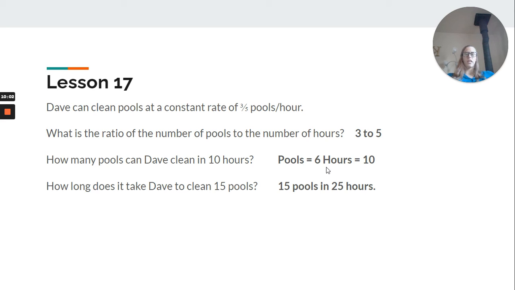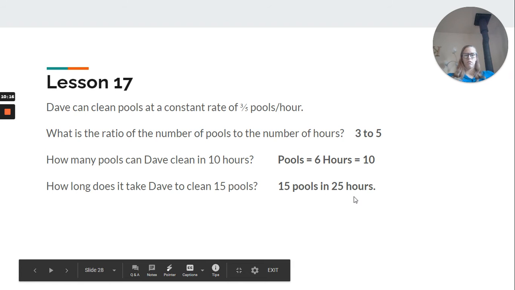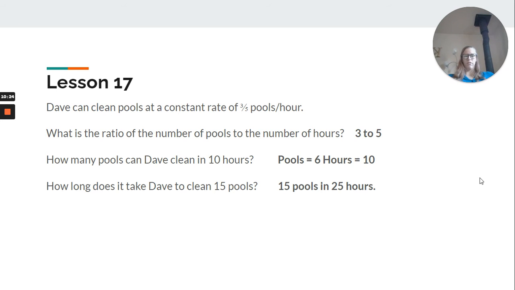So in 10 hours he can clean 6 pools. This should not be in hours there. And then it takes him 25 hours to clean 15 pools. Sorry about that. So 25 hours to clean 15 pools.